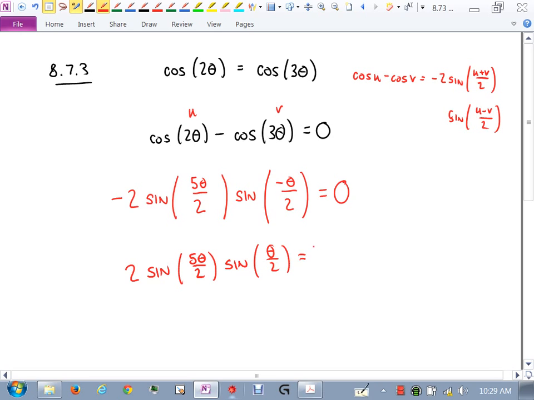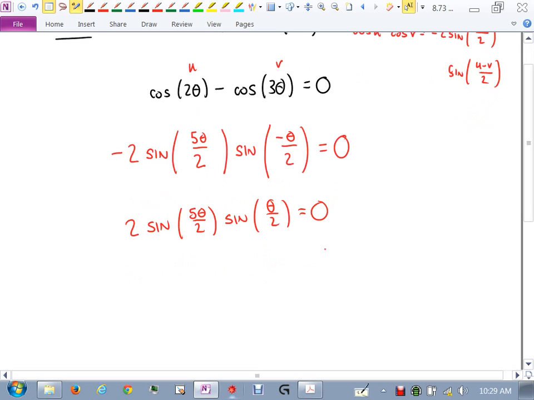over 2 equals 0. And now that this thing is factored out nicely, I have multiplication. Oh, whoa. That's not multiplication, right? Sine 5 theta over 2 is not sine times this. This is a function, sine of that. So I have multiplication, set each factor equal to 0. Can I throw out the 2? Yeah, 2 is not going to have any effect. So I want to know when sine of 5 theta over 2 is 0, and I want to know when sine of just theta over 2 is 0.